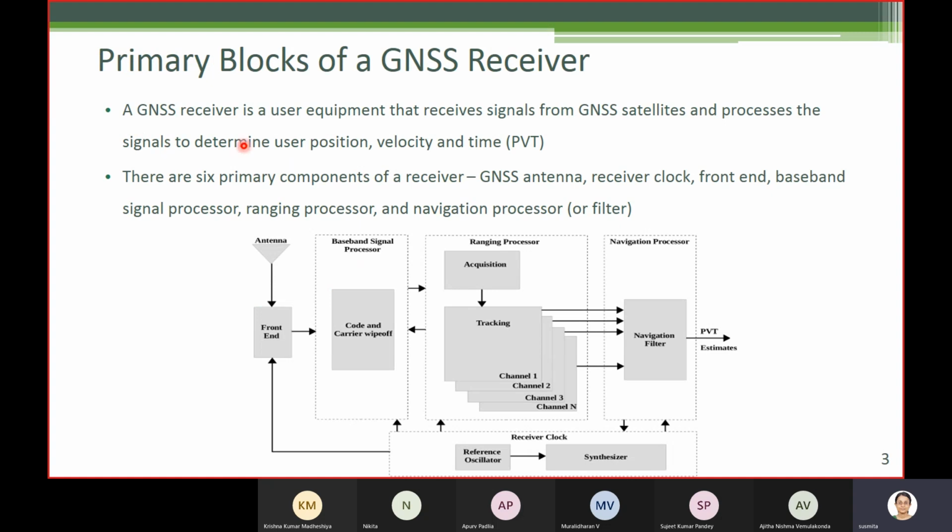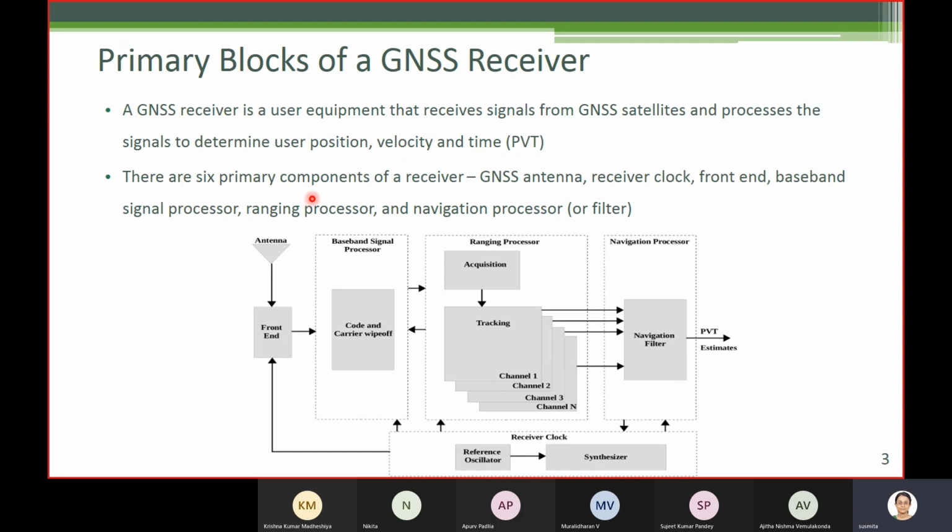So we know that a GNSS receiver is a user equipment that receives signals from the satellites and processes the signals to obtain the user position, velocity, and time. By time, we mean the receiver clock error from GNSS system time. So by correcting the clock, it is possible to derive the GNSS system time using an inexpensive clock.